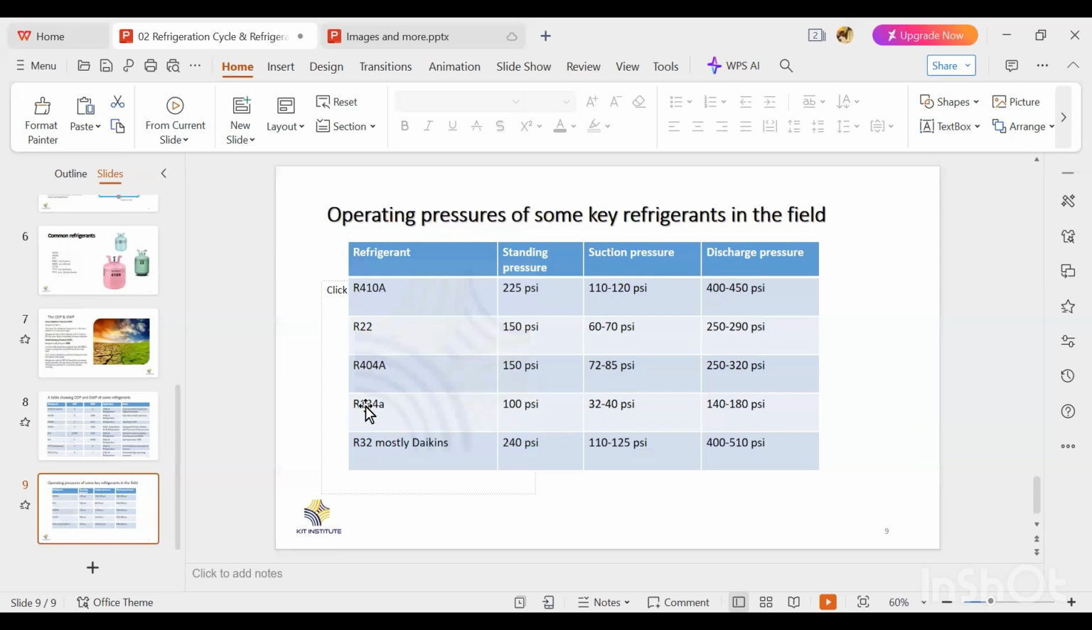Then also R134A, those are the related pressures. Then R32, those are the pressures. I talked of R134A being a low pressure refrigerant. As you can see, it has a suction of 32 to 40 psi, and the high pressure of that refrigerant will read 140 to 180 psi. So this is a very low pressure. Compared, for instance, to R410A, where the discharge is over 400, this one is just below 200.